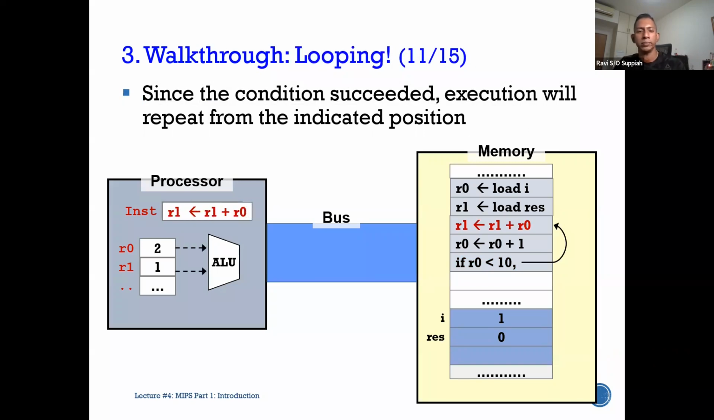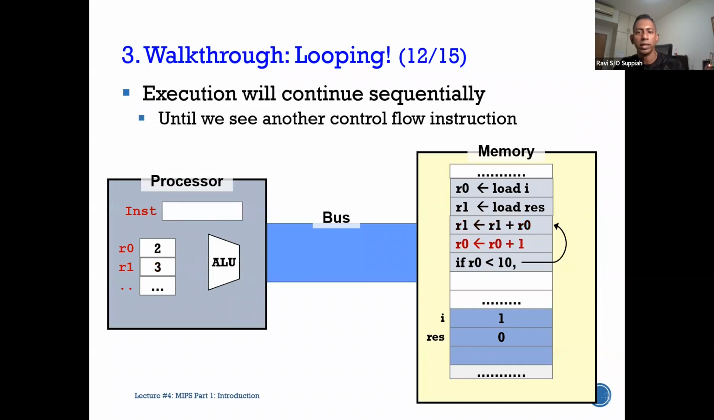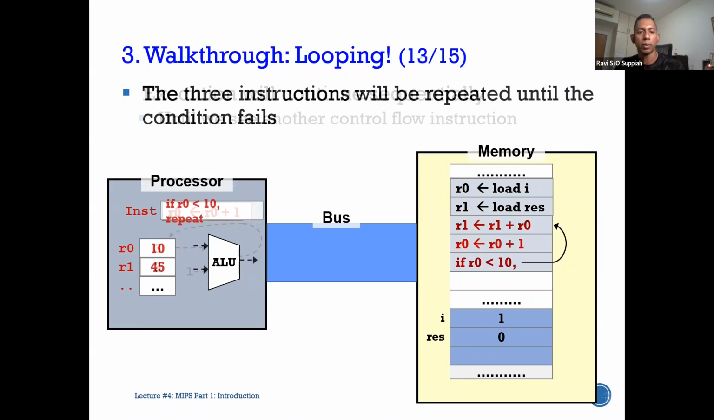So again, we repeat. This will keep happening until you reach the last iteration of the loop, where R0 is 10. Once R0 is 10, the condition will no longer be true, correct? Because this condition says only if R0 is less than 10, then repeat. But once R0 hits 10, you will no longer repeat. So what will happen?